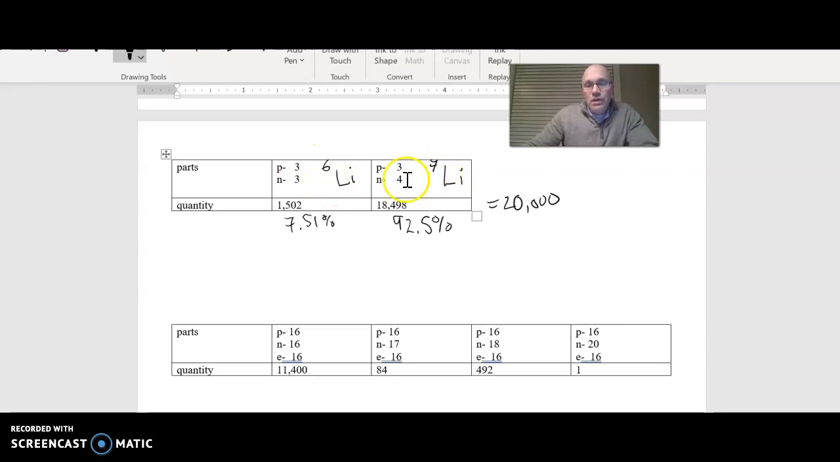So in addition to knowing the mass numbers of these, you need to know the percentages that you have. And what this says is that 7.51% of them would be this variety, 92.5% would be this variety. Notice how the percentages basically add up to 100%.